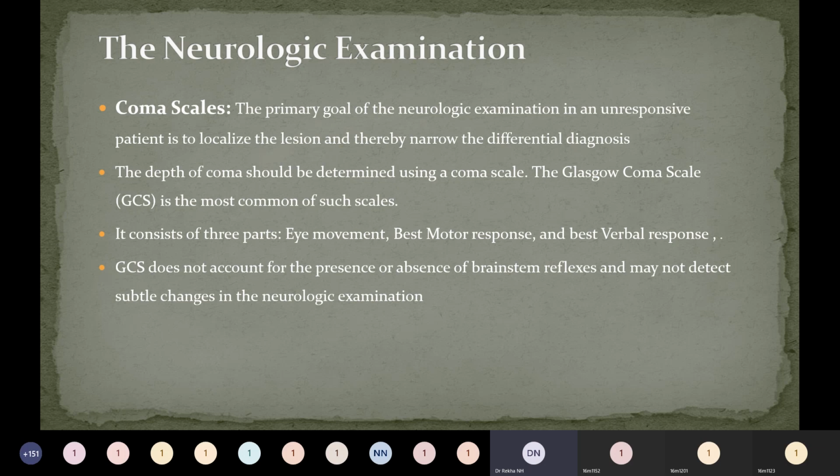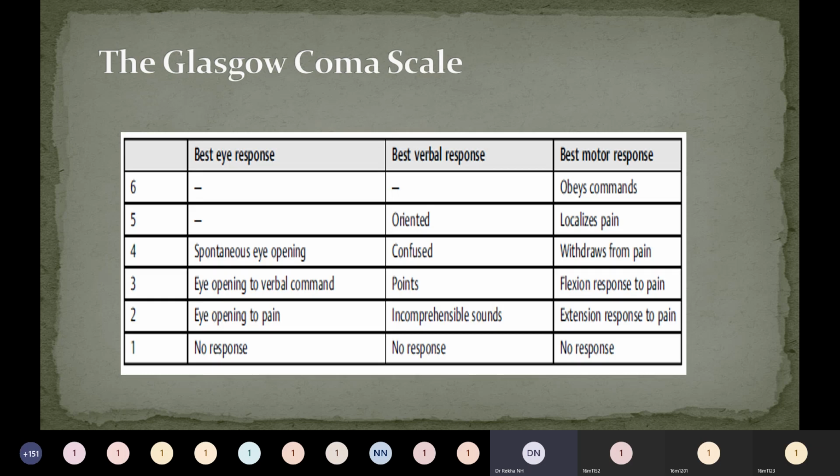Here the coma scale consists of three components: eye opening, best motor response and best verbal response. But there are certain drawbacks of the Glasgow coma scale: it does not assess brainstem reflexes, so it will not detect subtle changes in the neurological status of the patient. This table is the Glasgow coma scale. For best eye response, the topmost score is the normal one, spontaneous eye opening, scoring 4. Eye opening to verbal command scores 3, to pain it is 2, and no response is 1.